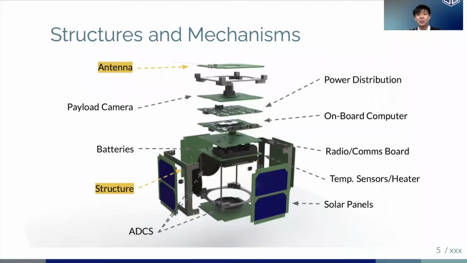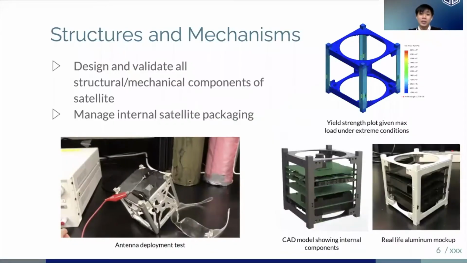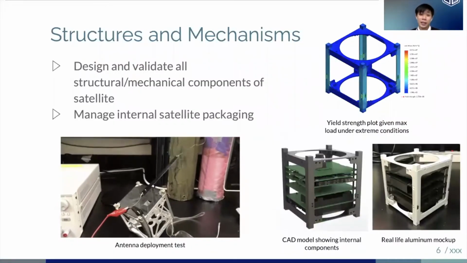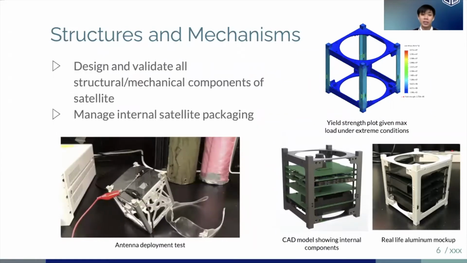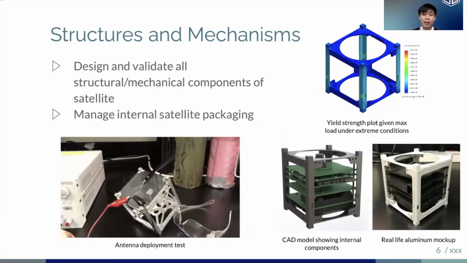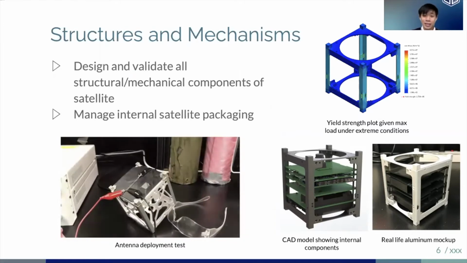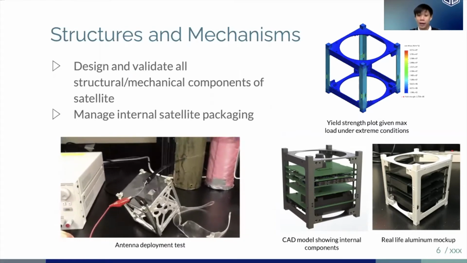The first subsystem we're going to look at is structure. So structure encompasses the design and validation of a lot of the structural and mechanical components inside the satellite. We also manage internal packaging with all the different boards. And on the bottom, you can see one of our antenna tests. And to the right, you can see a bunch of our CAD models.